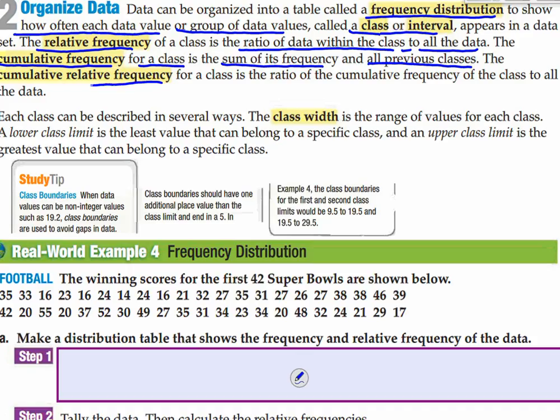And then cumulative relative frequency is that ratio again. And so when we do it as a cumulative relative frequency, we get up to 100% as we go. So that's for a class the ratio of the cumulative frequency of that class to all of the data.